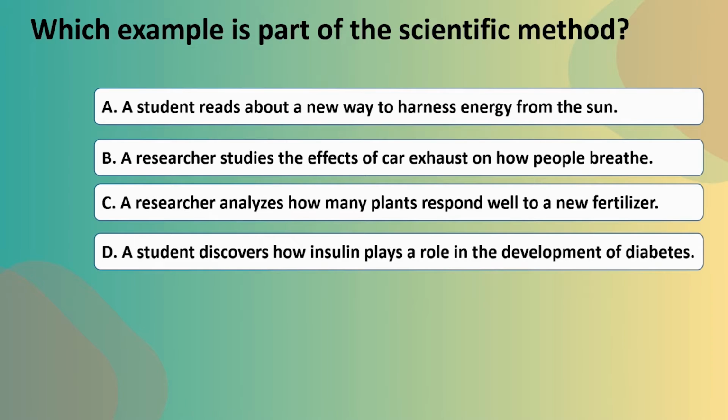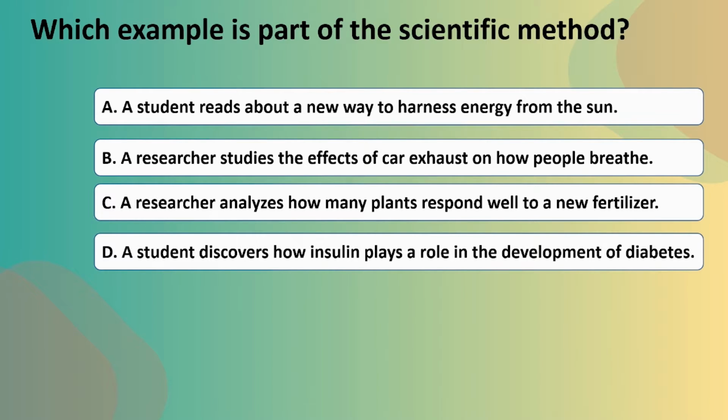The next question: which example is part of the scientific method? A, a student reads about a new way to harness energy from the sun. B, a researcher studies the effects of car exhaust on how people breathe. C, a researcher analyzes how many plants respond well to a new fertilizer. Or D, a student discovers how insulin plays a role in the development of diabetes.